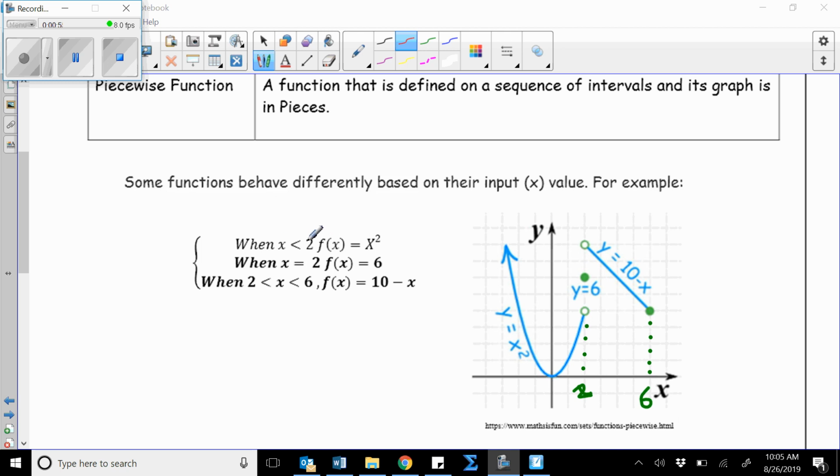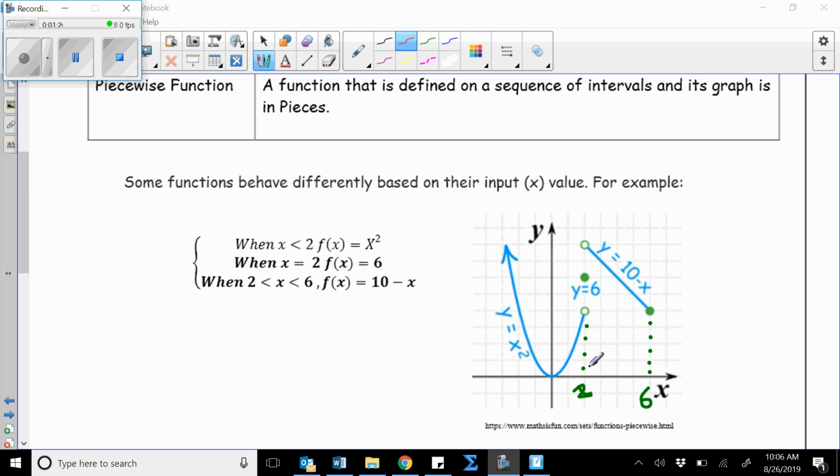Like for example here, for all the x values which are less than 2, our function is y equal to x squared. So I'm going to write when x less than 2, f of x is equal to x squared. And notice that we have an open circle here. That's why we're not going to write less than or equal, just less than. Then when x is equal to 2, y equal to 6. So we're going to write when x equal to 2, f of x equal to 6.